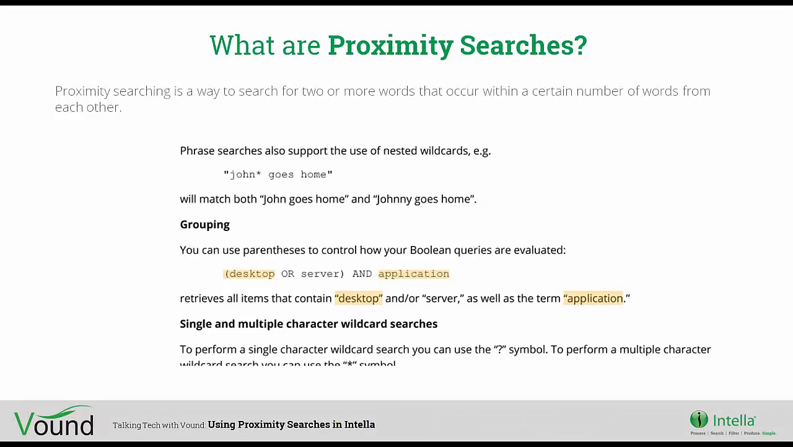So what are proximity searches? Proximity searching is a way to search for two or more words that occur within a certain number of words from each other. This is useful when you are looking for concepts that might be expressed by multiple different phrases. For example, if you did a regular phrase search for space theories, you would not retrieve any documents mentioning theories of space or theories involving space or other similar phrases like that.